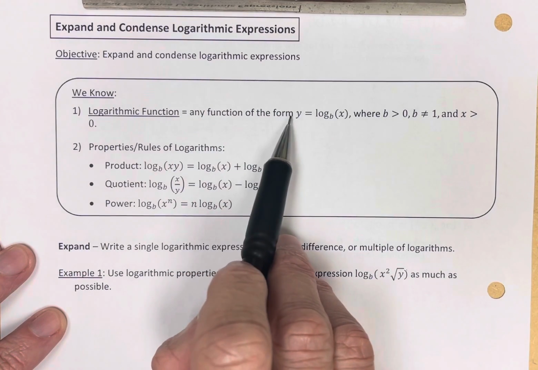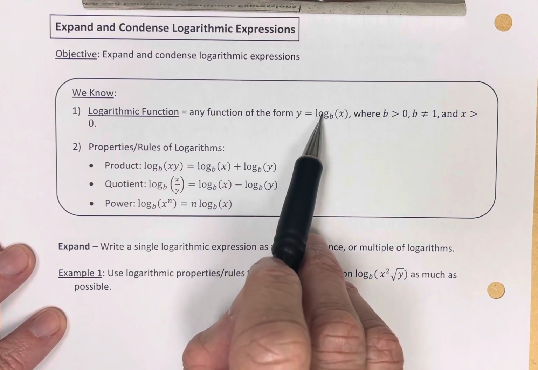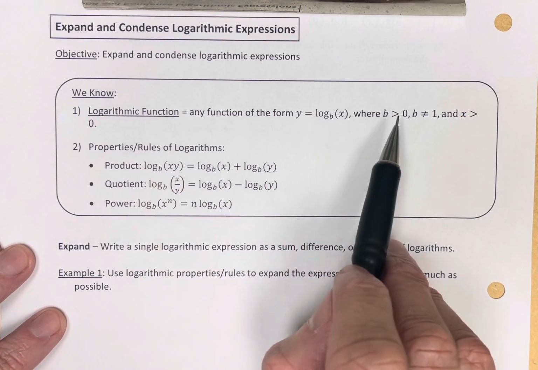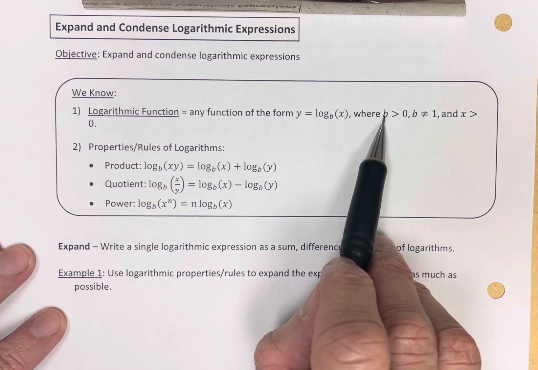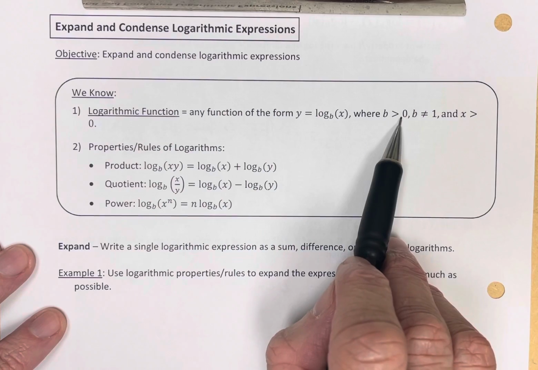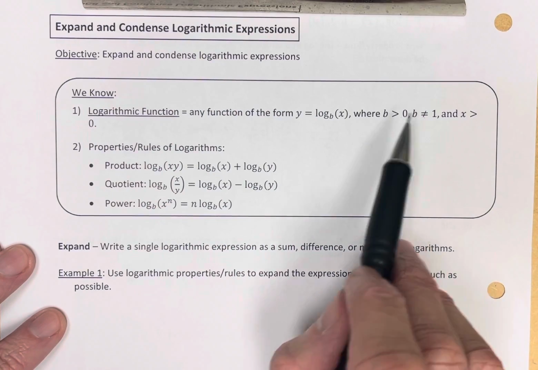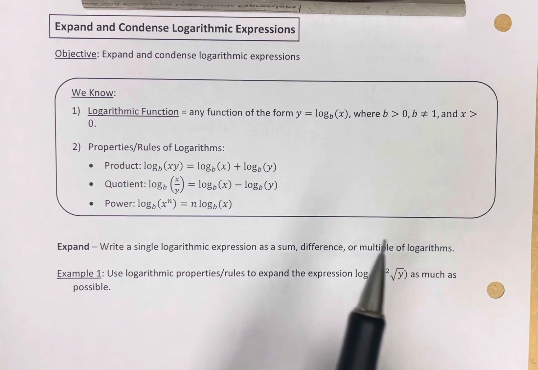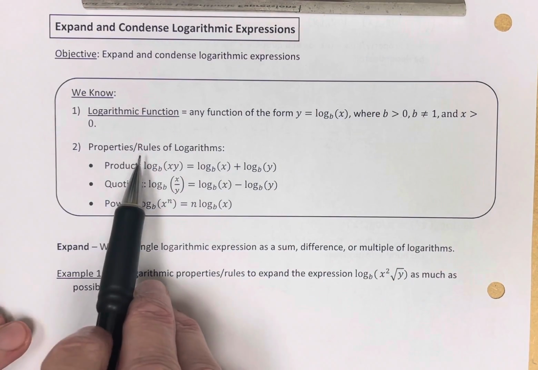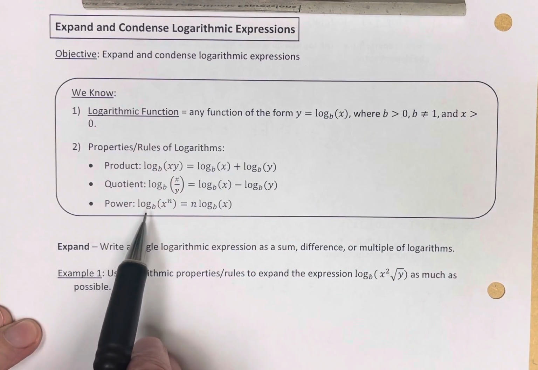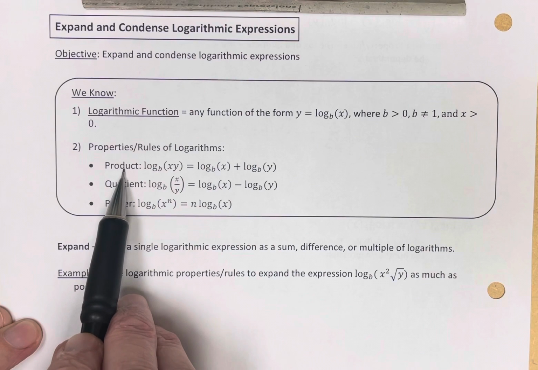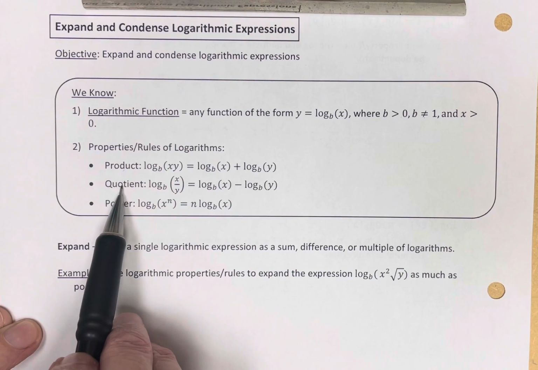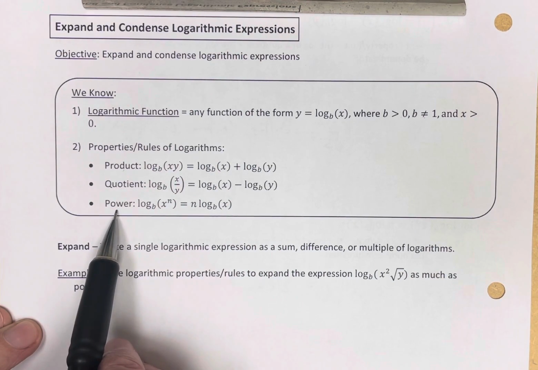Any function of the form y equals log base b of x, where the base b is positive but not equal to 1, and the argument x is positive. And we know, we learned these three properties or these three rules of logarithms in a previous video: the product rule, the quotient rule, and the power rule.